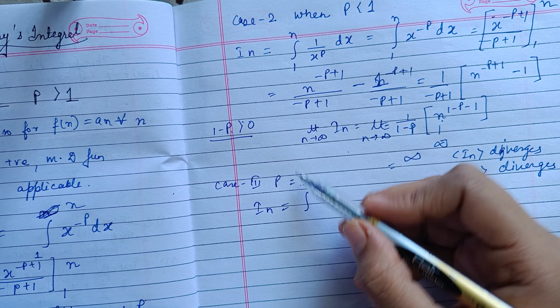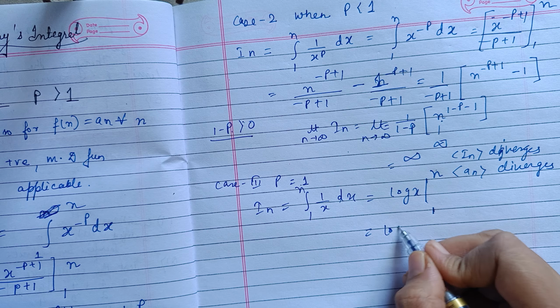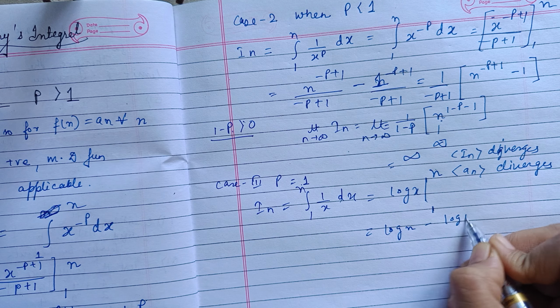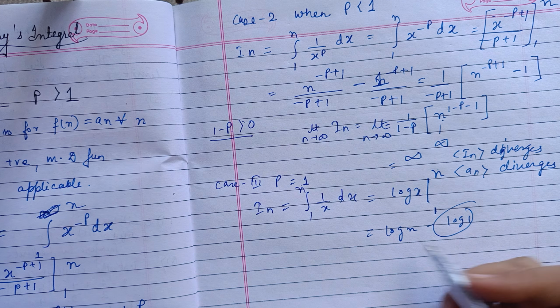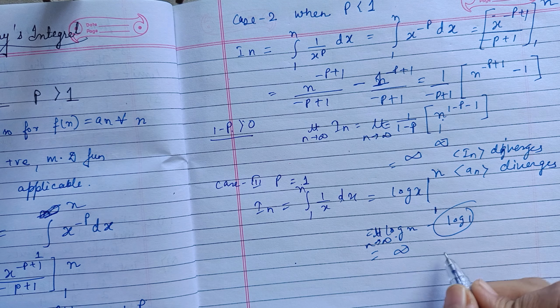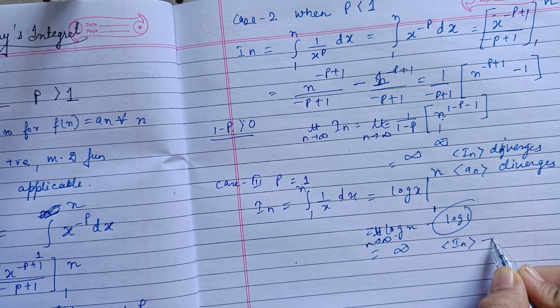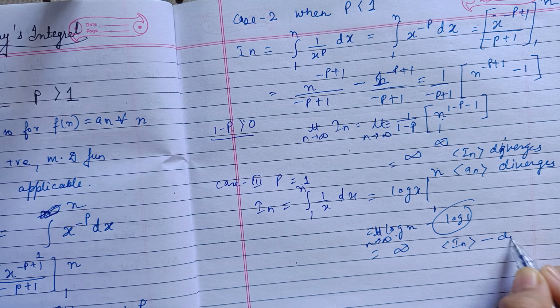Then log x from 1 to n, you know that log n minus log 1. Now log 1 is 0, and log n, when n tends to infinity, also gives you infinity. Okay, we know that log n tends to infinity, log n gives you an infinite value. So here also we can say that the integral diverges, so the series a_n also diverges. So likewise, you can solve the question of Cauchy's integral test. Let's move into a different type of question.